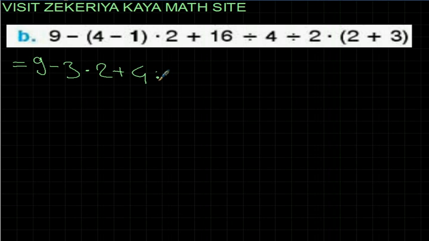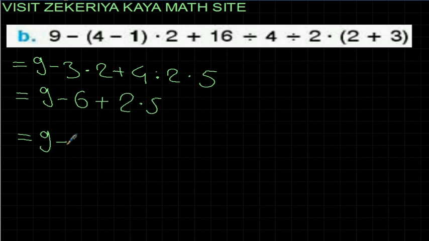First is 16 divided by 4 is 4. Divided by 2 times 2 plus 3 makes 5. Then 9 minus 3 times 2, multiplication comes first, 6 plus, we can continue to divide, 4 divided by 2 is 2 times 5 will be there. Then 9 minus 6 plus 2 times 5 makes 10. 9 minus 6 is 3 plus 10, 13.